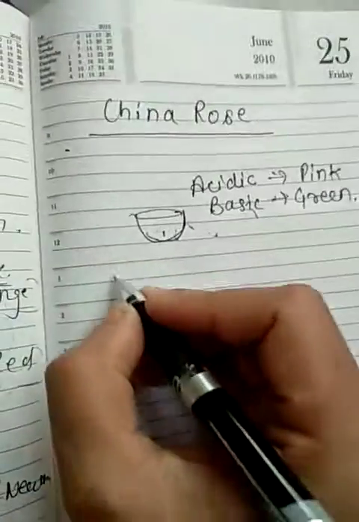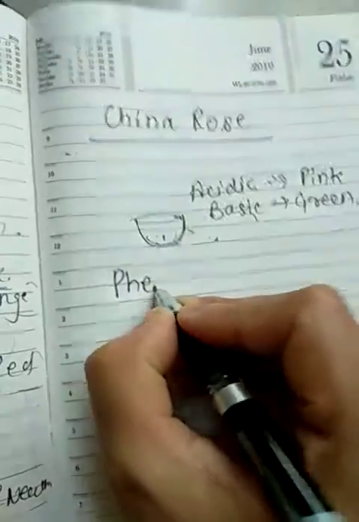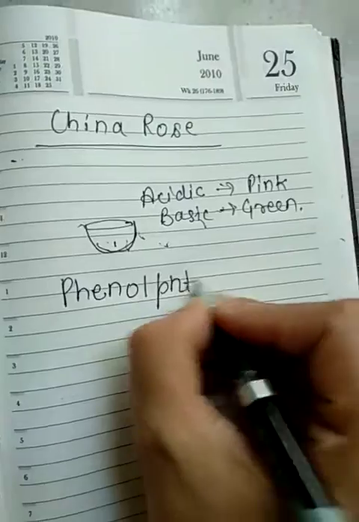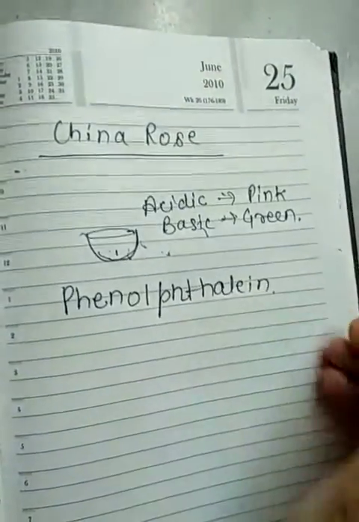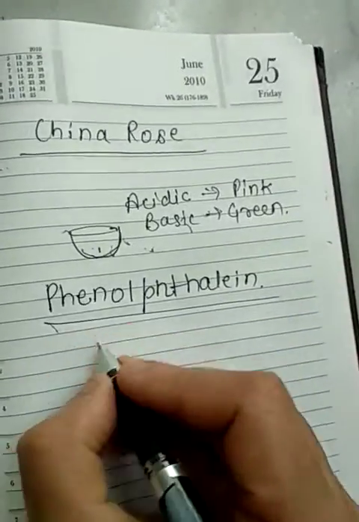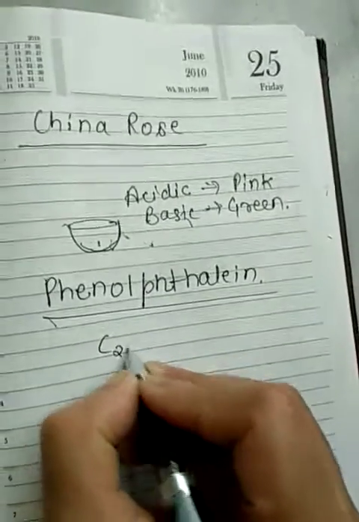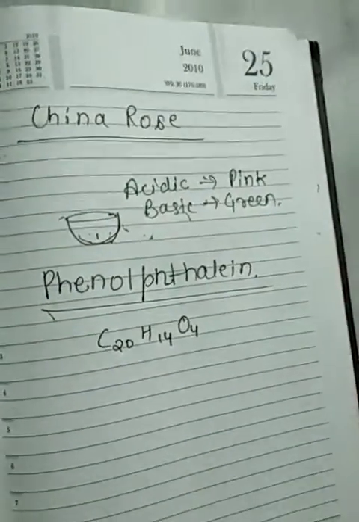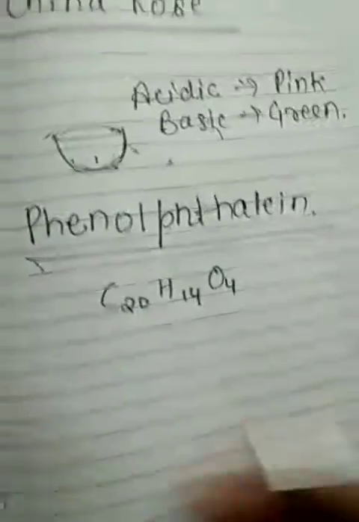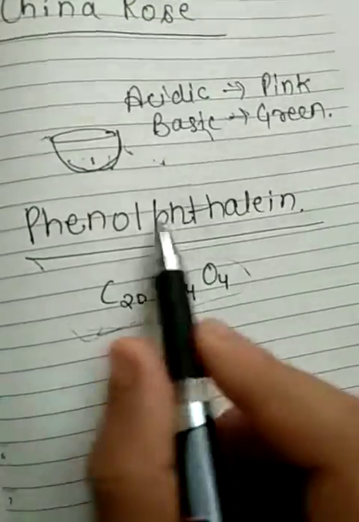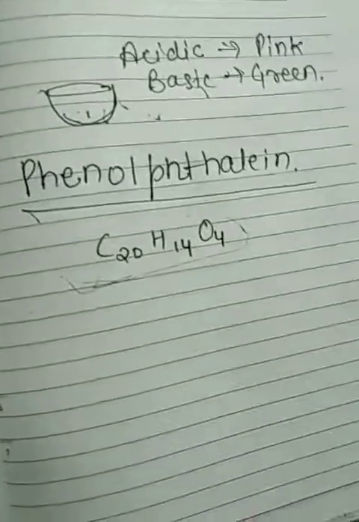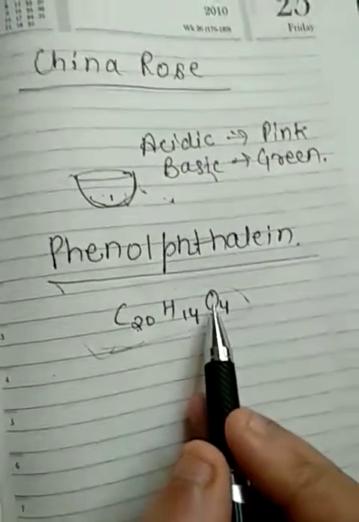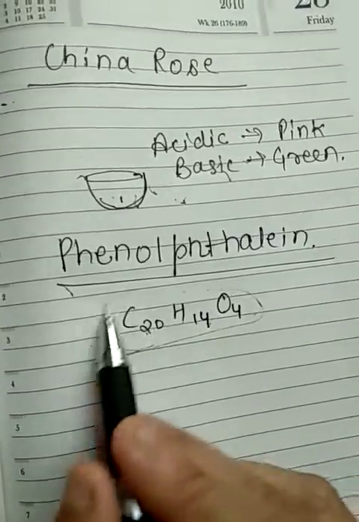So now we are going to talk about another indicator. This is not a natural indicator, but it is also an indicator. In the structure of phenolphthalein, there are 20 carbon atoms, 14 hydrogen atoms and 4 oxygen atoms. So this is the chemical formula of phenolphthalein.